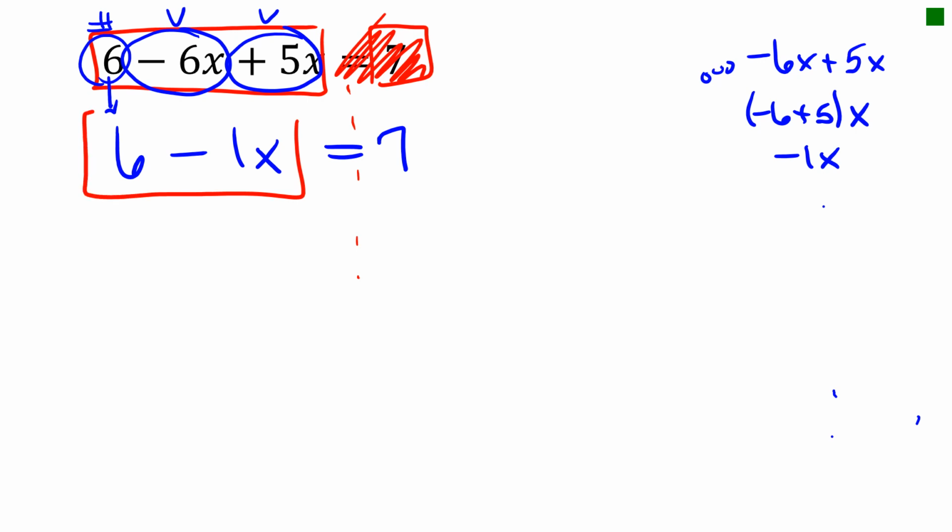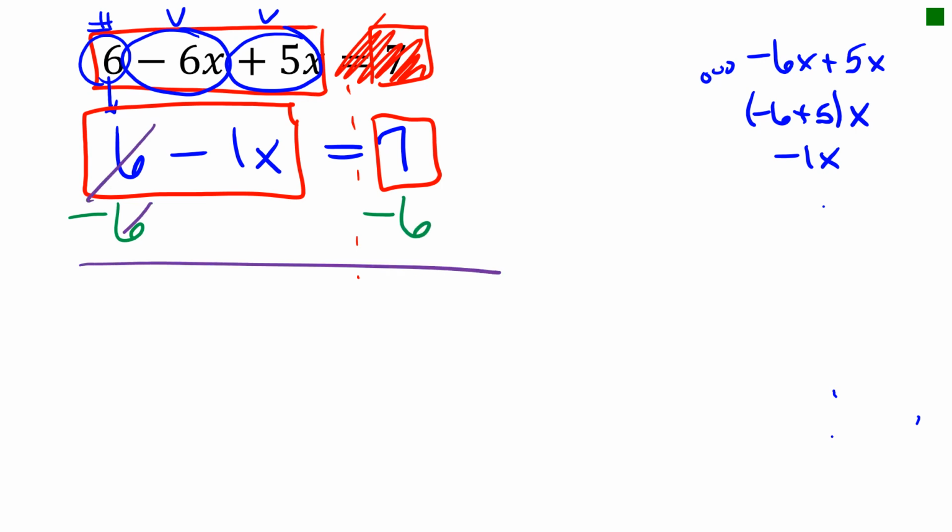Back to left side, right side. There's my left side, there's my right side. My left side's the one that's got the minus sign, so that's the one I'm going to do the moving from. So I'm going to subtract 6 from both sides. My checkpoint here is 6 and negative 6 cancel. So I have negative 1x equals 7 minus 6 is 1.